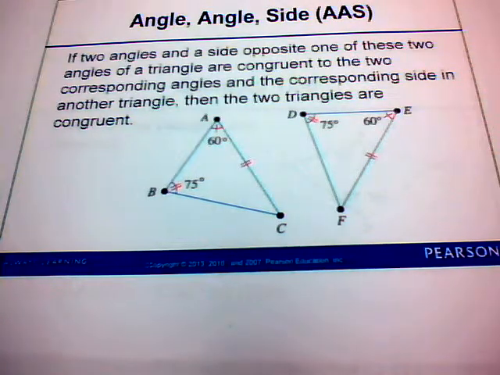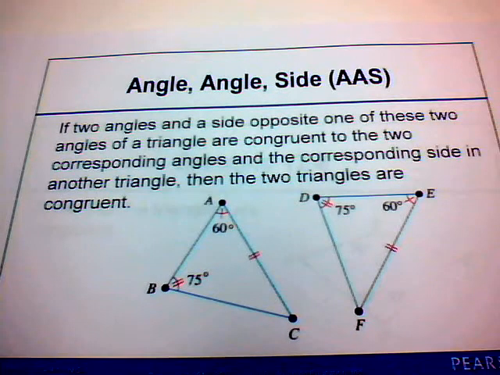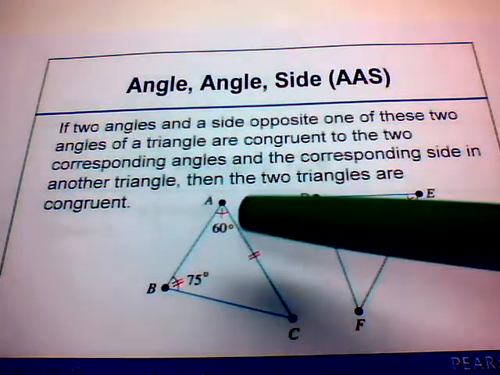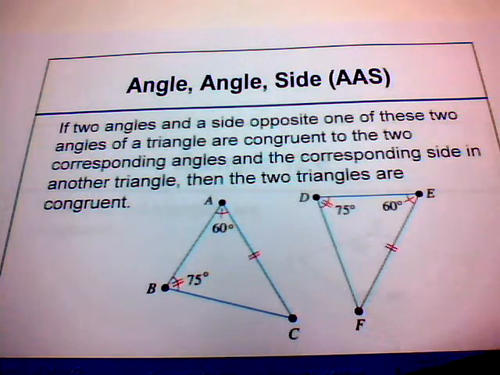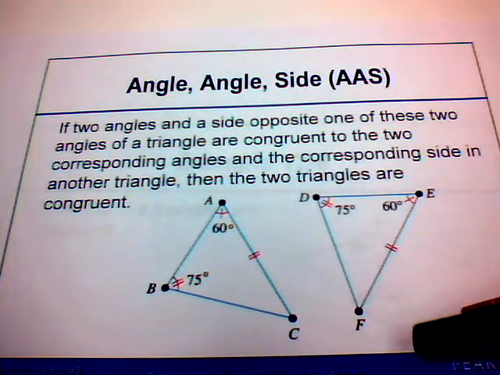Okay, the next one is the angle angle side property as well. If two angles and a side opposite one of the two angles of a triangle are congruent to two corresponding angles and the corresponding side of another triangle, then the two triangles are congruent. So in this illustration here, we have triangle ABC and triangle DEF. Or triangle EDF, I should say.